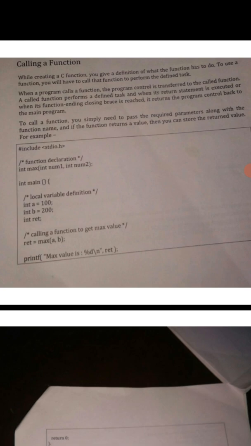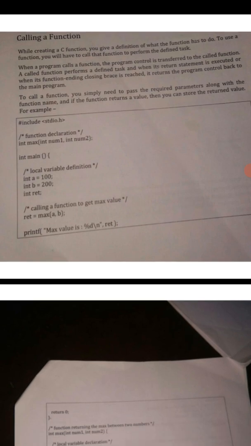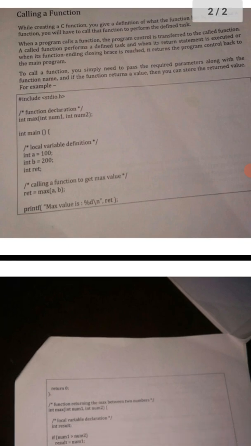See, when a program calls a function, the program control is transferred to the called function. A called function performs a defined task, and when its return statement is executed or when its function-ending closing bracket is reached, it returns the program's control back to the main program.